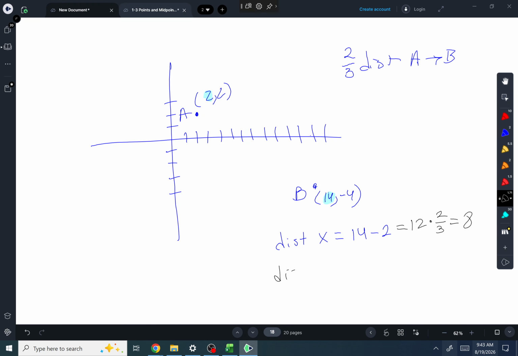Find the distance between the y's. What would it be? -4 minus 2 is -6, which is a distance of 6, not -6, right? Times 2/3 is 4. First dumb mistake. That does not mean 2/3 of the distance is 8, it's 4. What does the 8 mean? How far you're moving. Okay, this is where some people just don't get it.